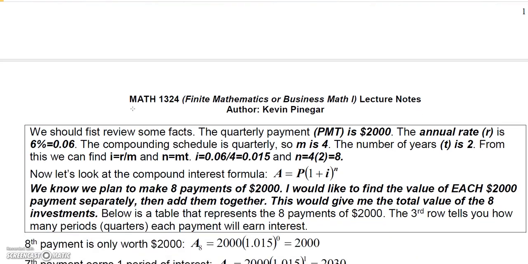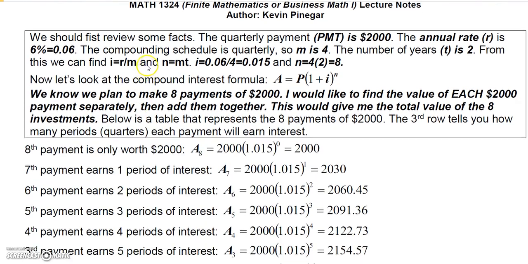Okay, let's review some facts here. First of all, the quarterly payment, which we'll call PMT, is $2,000. And the annual rate, R, is given to be 6%, or 0.06.